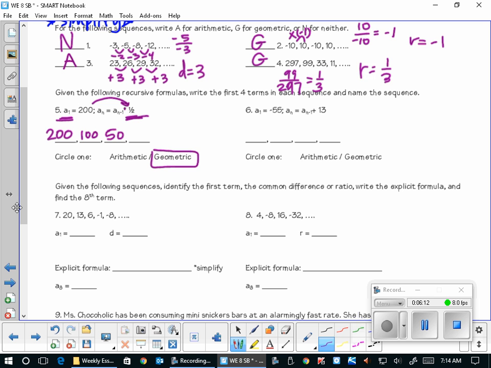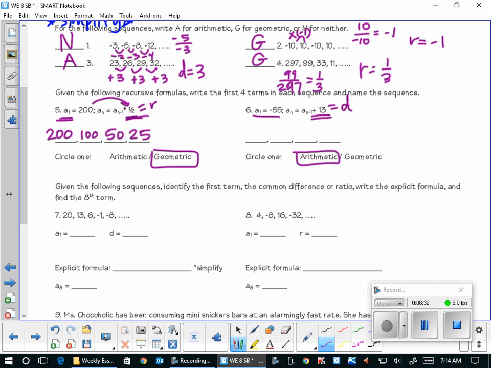And then I multiply by 1/2 again, which is 25. And then I would keep doing that if I needed to. Now number 6, we are adding 13. That shows me that it is arithmetic. Okay, so 1/2 was your common ratio. Positive 13 is your common difference.